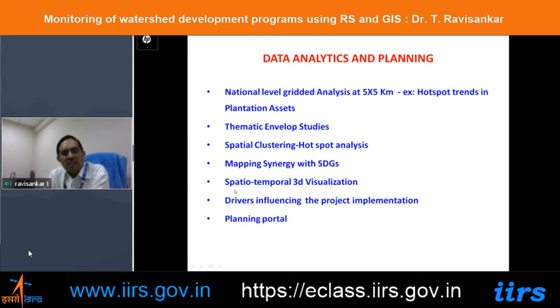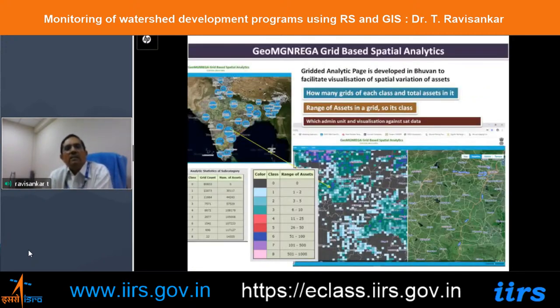And we are also trying to use the modern tools and techniques. How do we visualize a temporal 3D visualization of the assets created over the time scale? And what are the factors or drivers influencing the project implementation? Some hotspot analysis they will be showing, and the planning portal, what we have done. The GeoManrega grid-based spatial analytics, this is one particularly, you can see here the entire India, what are the assets and how many geotags are there.